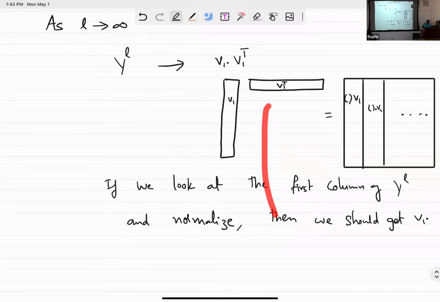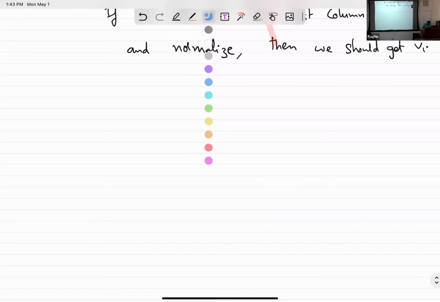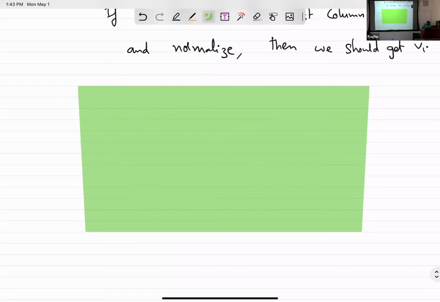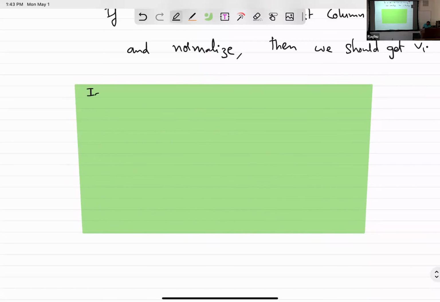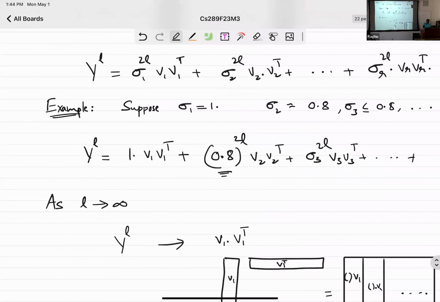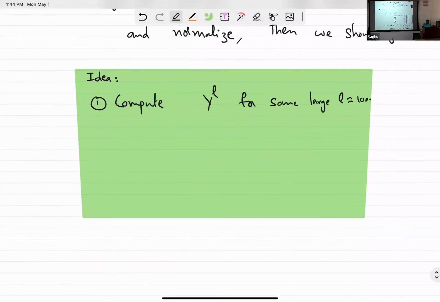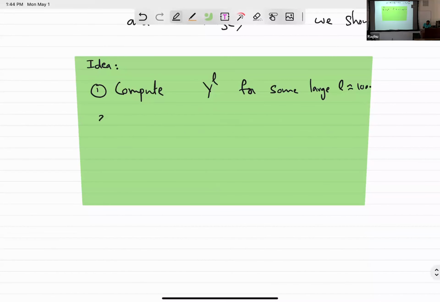Okay. So as a method of approximation, here's a reasonable sort of algorithm, right? Step one, compute y to the L for some large L, like let's say 100. I'm going to compute y to the L for 100, and then I have like this 0.8 to the power 200, which is really small, right? It's going to shoot past the floating point arithmetic precision pretty soon.